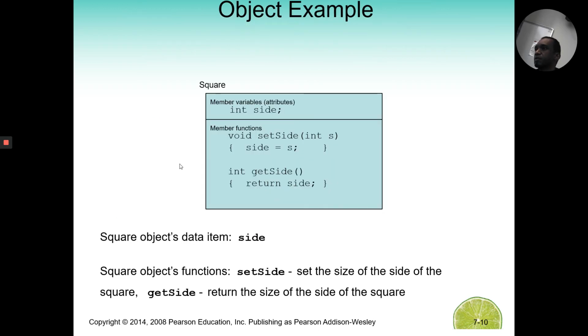Okay. So here's an object example. You have member variables. So this would be the state or the attribute, or property. And then here would be the behavior. So these are the member functions. You have the square object data item inside, the square object function set side, which sets the size of the side, and square get size, which returns the size. So basically what do you do with that?